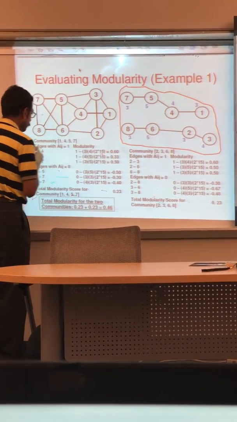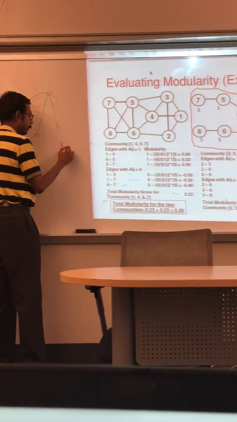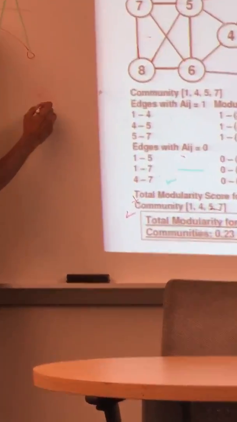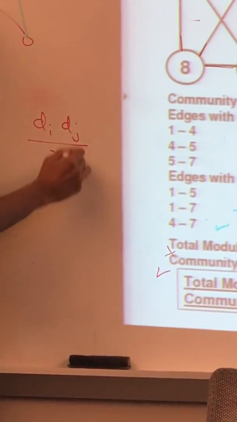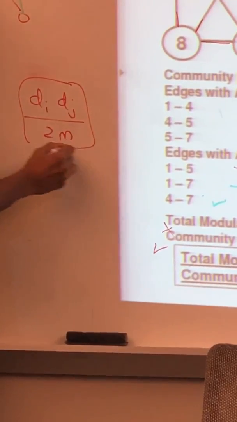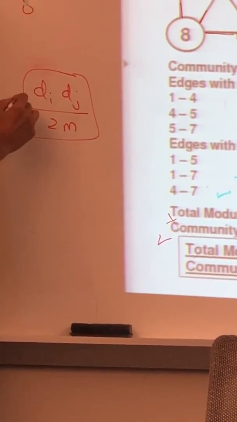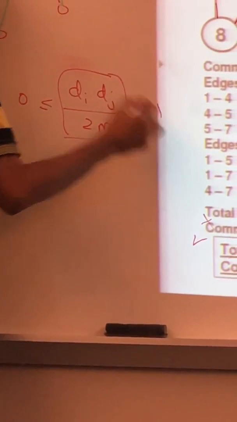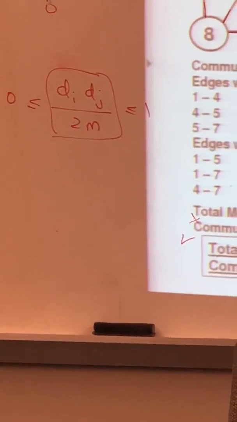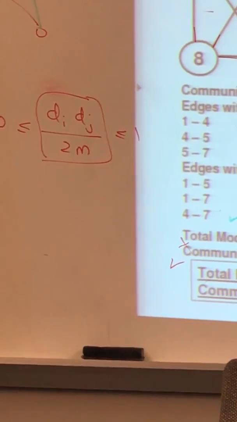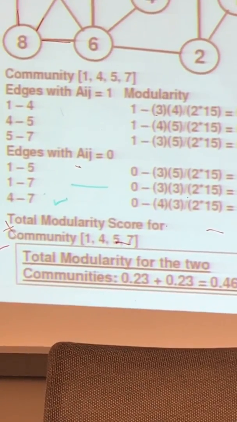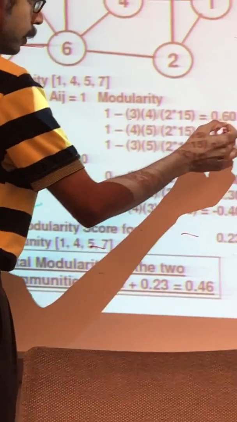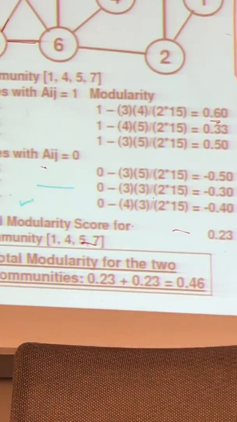It has also been proven that if di is the degree of vertex i and dj is the degree of vertex j, then di times dj divided by 2m is going to be between 0 and 1. So the second term is always going to be between 0 and 1. Since you have a 1 minus, it's always going to be a zero or positive modularity score. It's not going to become negative.